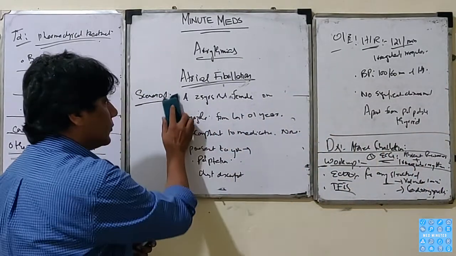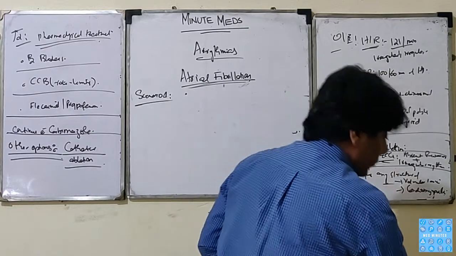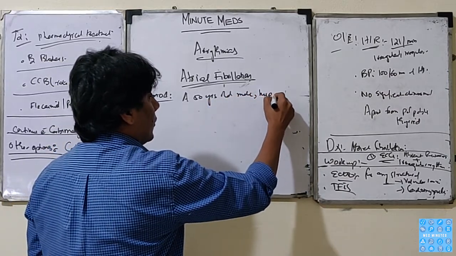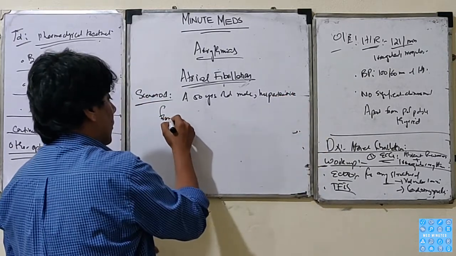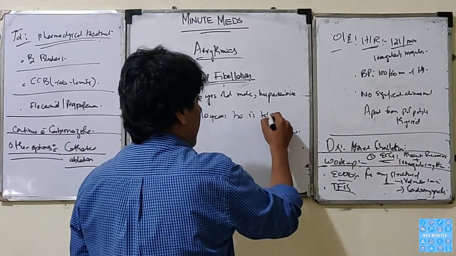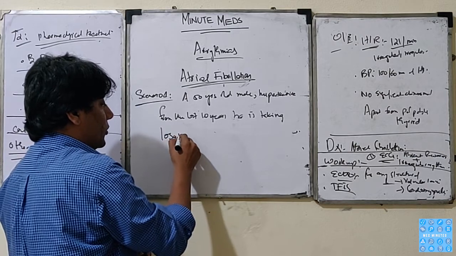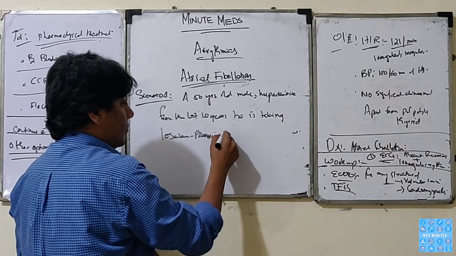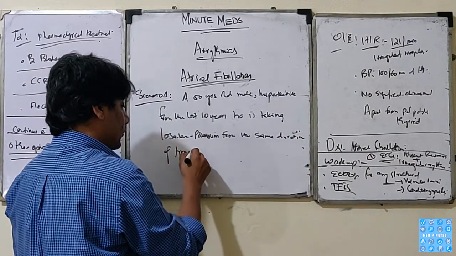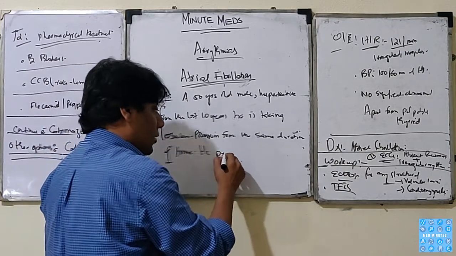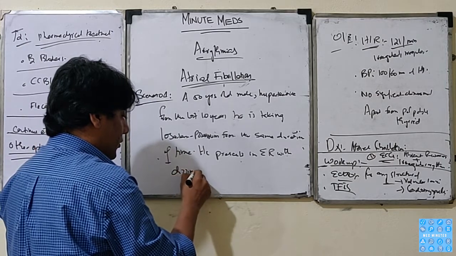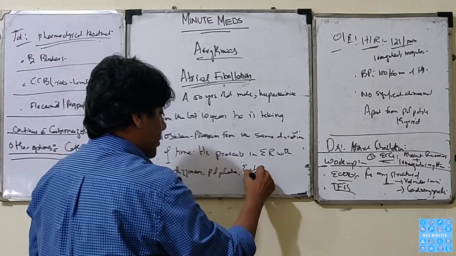Now, another scenario. A 50-year-old male, hypertensive for the last 10 years. He is taking losartan and potassium for the same duration of time. Now he presents in the ER with dizziness, palpitations, and chest pain.